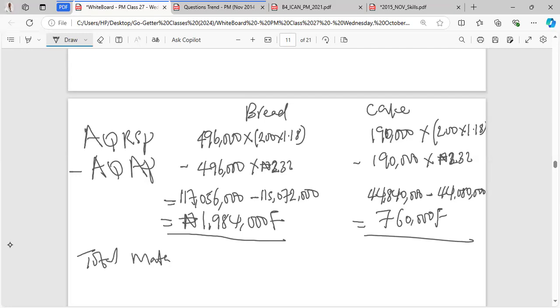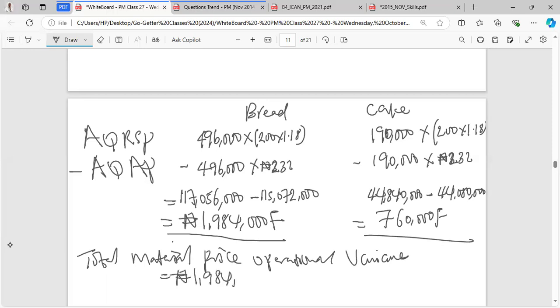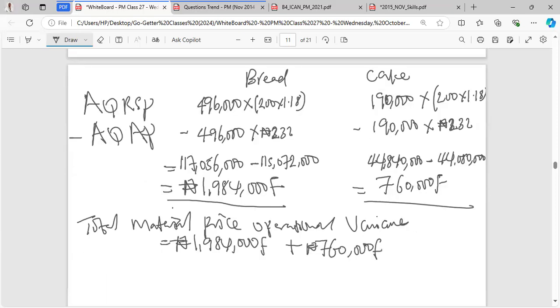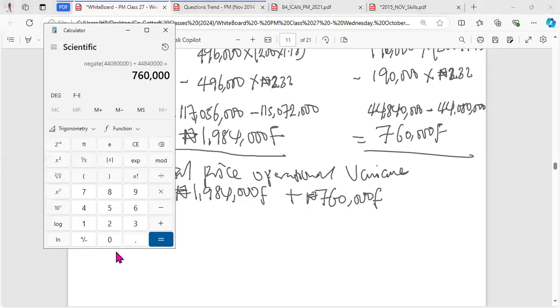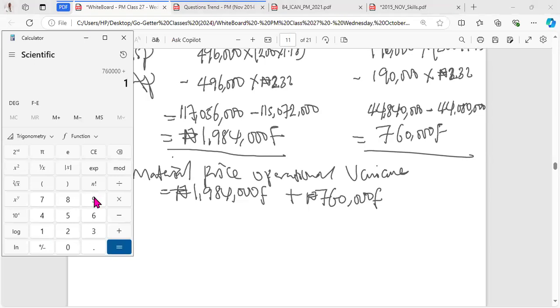So it means that the total material price operational variance is going to give me 1,984,000 F plus 760,000 F, which will give me 2,744,000.